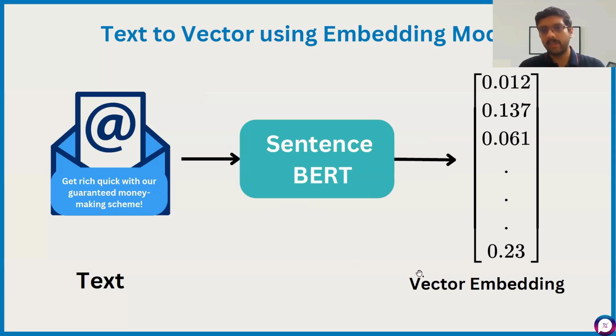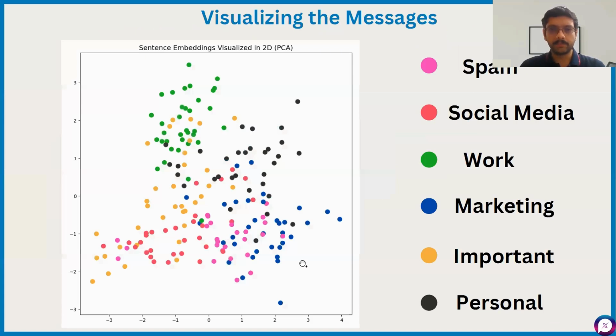It's going to take that text and convert it into a vector, which is what the neural network is going to train on. If we take those vectors and reduce them into a two-dimensional form using, in this case, principal component analysis, we can visualize our messages. I'm showing you an example of a subset of the messages. You see how the message distribution is.